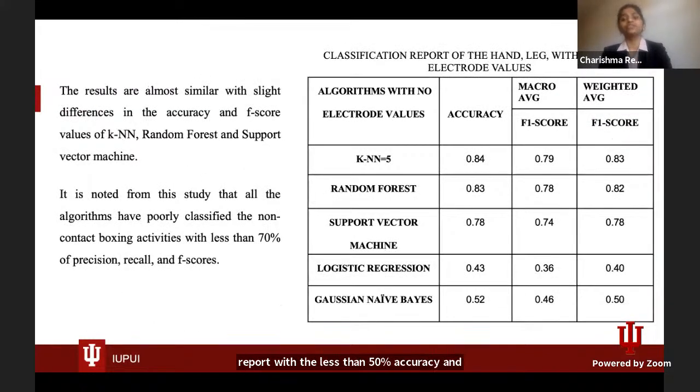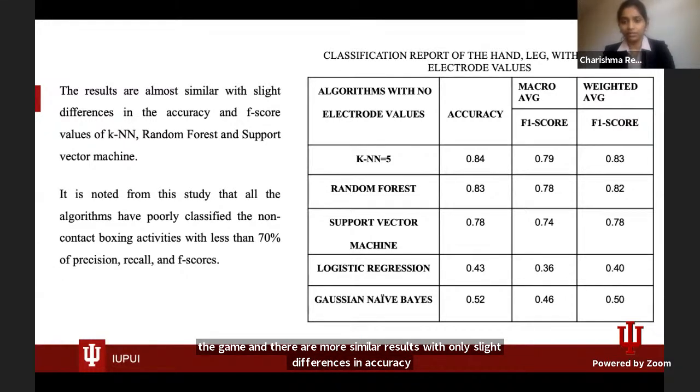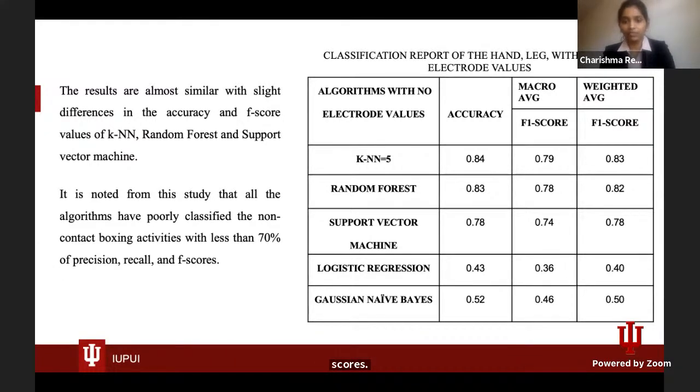And this is the classification result for hand, leg, and chest acceleration and gyro values without using the electrode values. The KNN and random forest have almost similar results, with only slight differences in accuracy and F scores. Both the KNN and random forest perform well. The support vector machine has an accuracy of 78%. As mentioned before, logistic regression and naive Bayes performed very poorly.